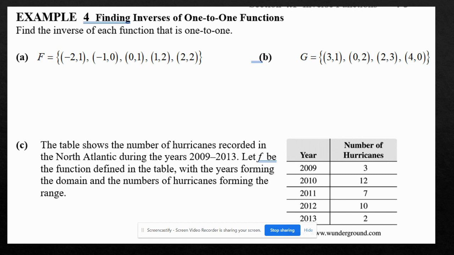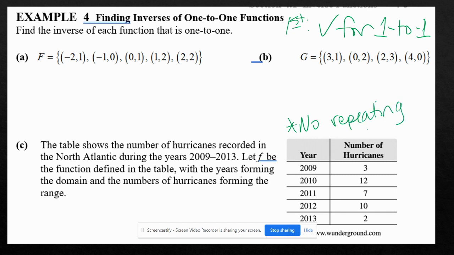We've talked about what inverses are. We've talked about how to prove two things are inverses, but what if they give us something and say, hey, now I want you to find the inverse because we don't know what it is yet. The first thing you have to do is check that whatever they give us is 1-to-1. That means no repeating x or y values. It's got to pass the vertical and horizontal line test.